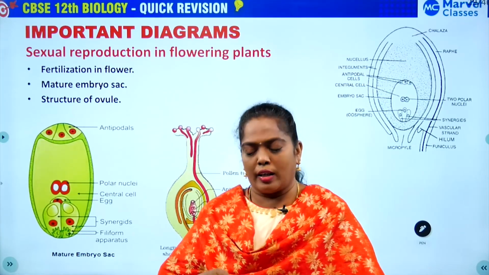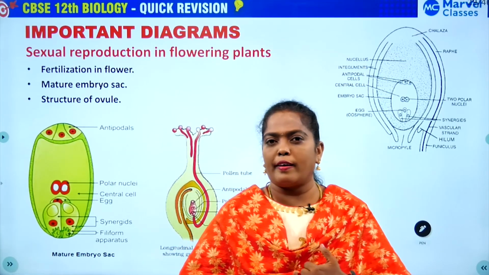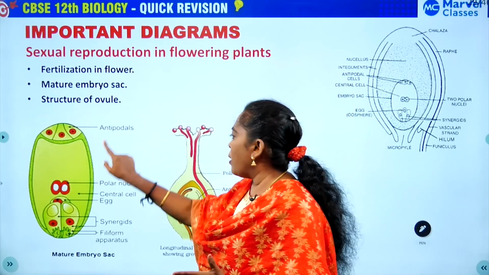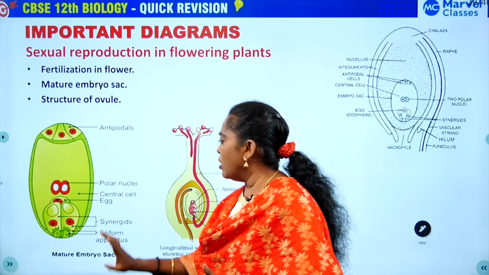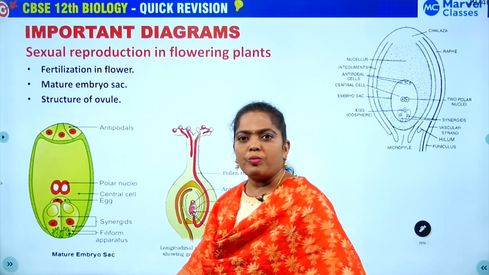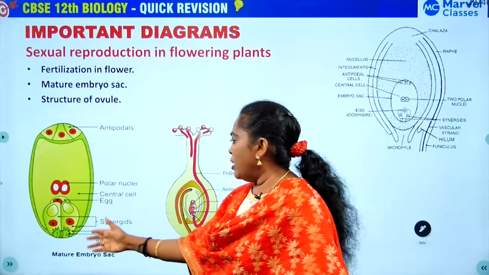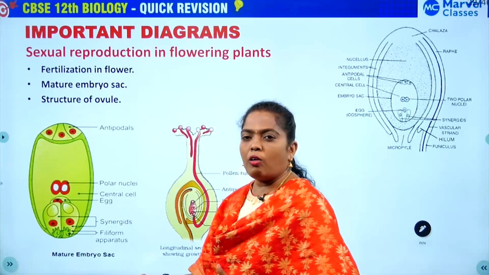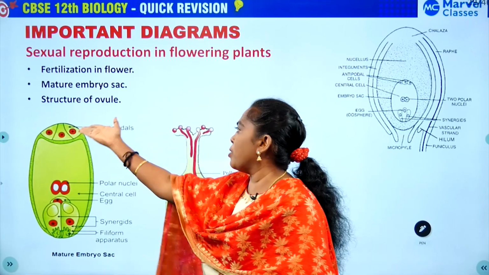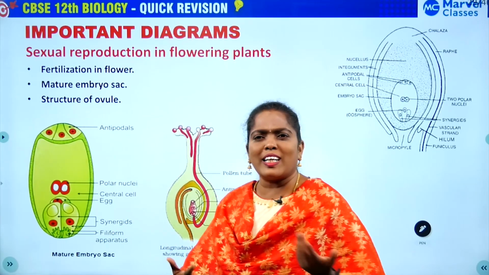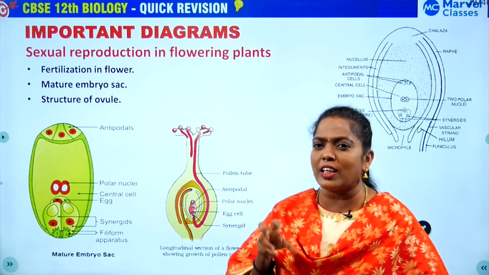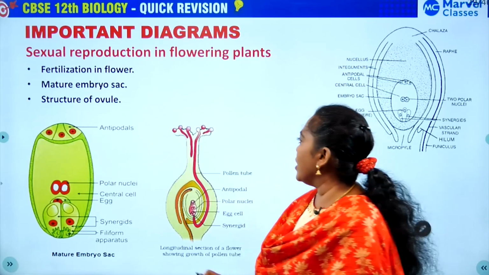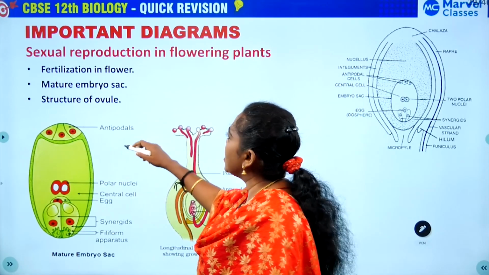Okay, and apart from that, why we have to learn the diagram? In certain case study type of questions, they will just put A, B, C, D. What is D and E? Okay, if E is not present, what will happen? Or after the fertilization, what will happen to A? Like that they will ask some questions. So for that, learning the diagrams is also very, very important. Okay, just learn these things, students.